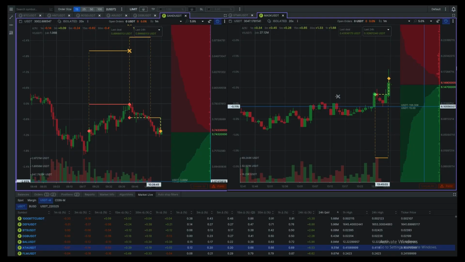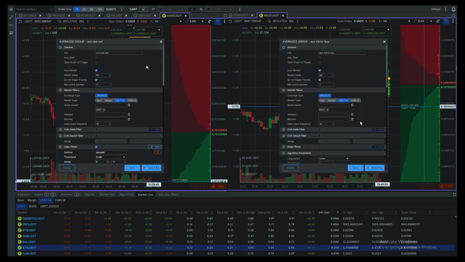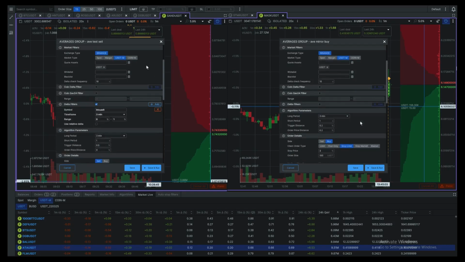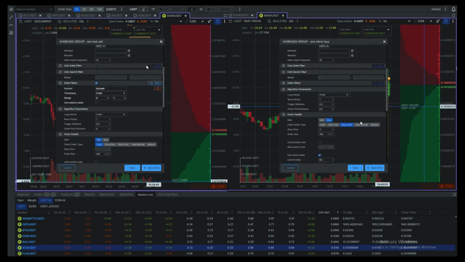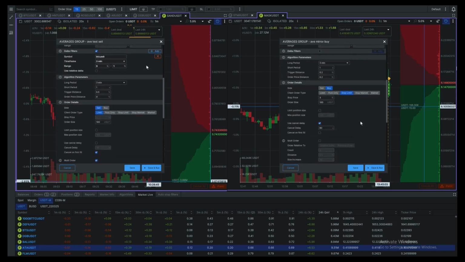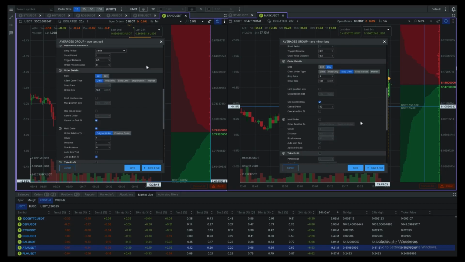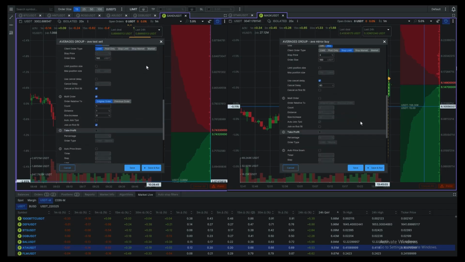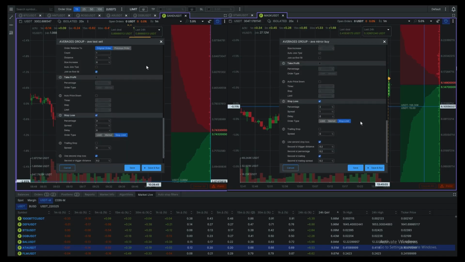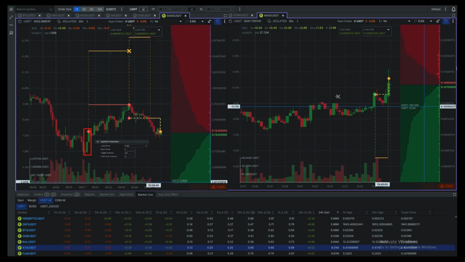Now let's take a look at two algorithms. The first, in the left corner, works against the trend. The second, in the right corner, is in the direction of the market. You can see the parameters of the algorithms on the screen. Let's analyze the first one.